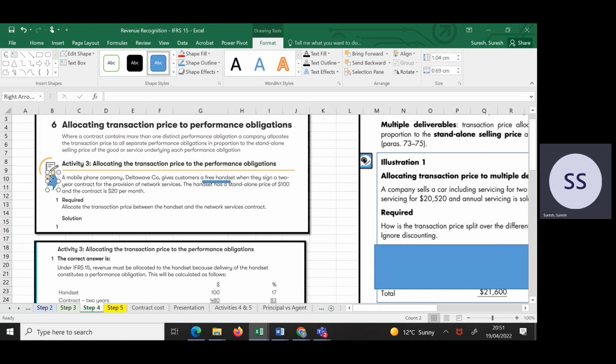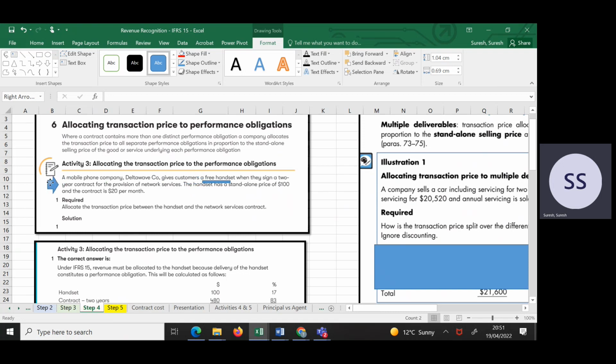And then what would happen? But then they have given us a handset that has a standalone price of $100, and the contract is $20 per month. Even though the handset would cost you $100 if you bought it separately in a shop, in this contract the handset has been given for free. They're not charging you any money. You have to understand this very clearly.